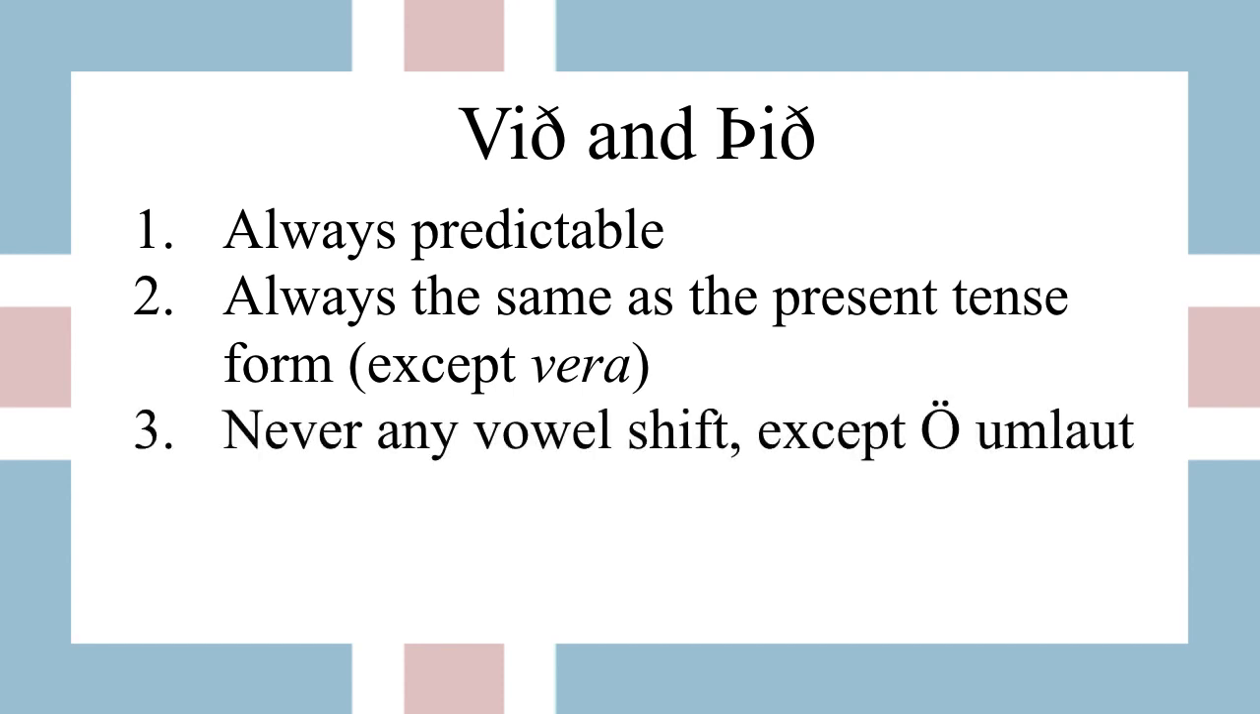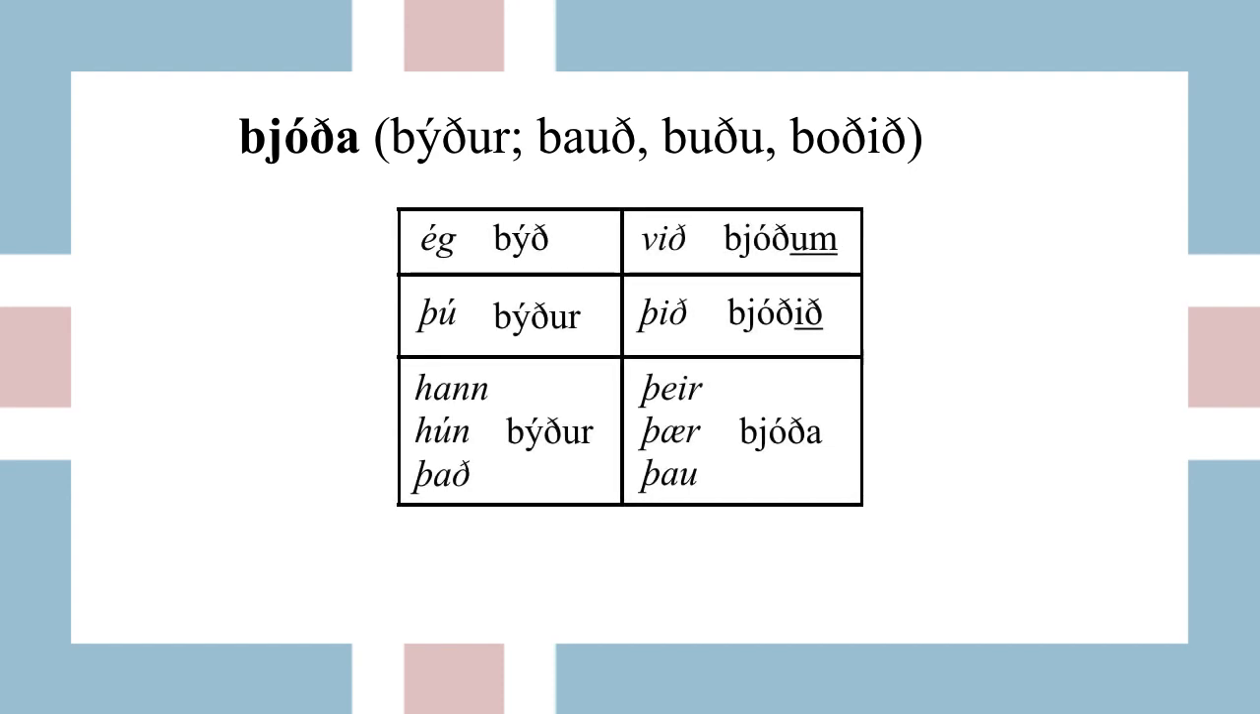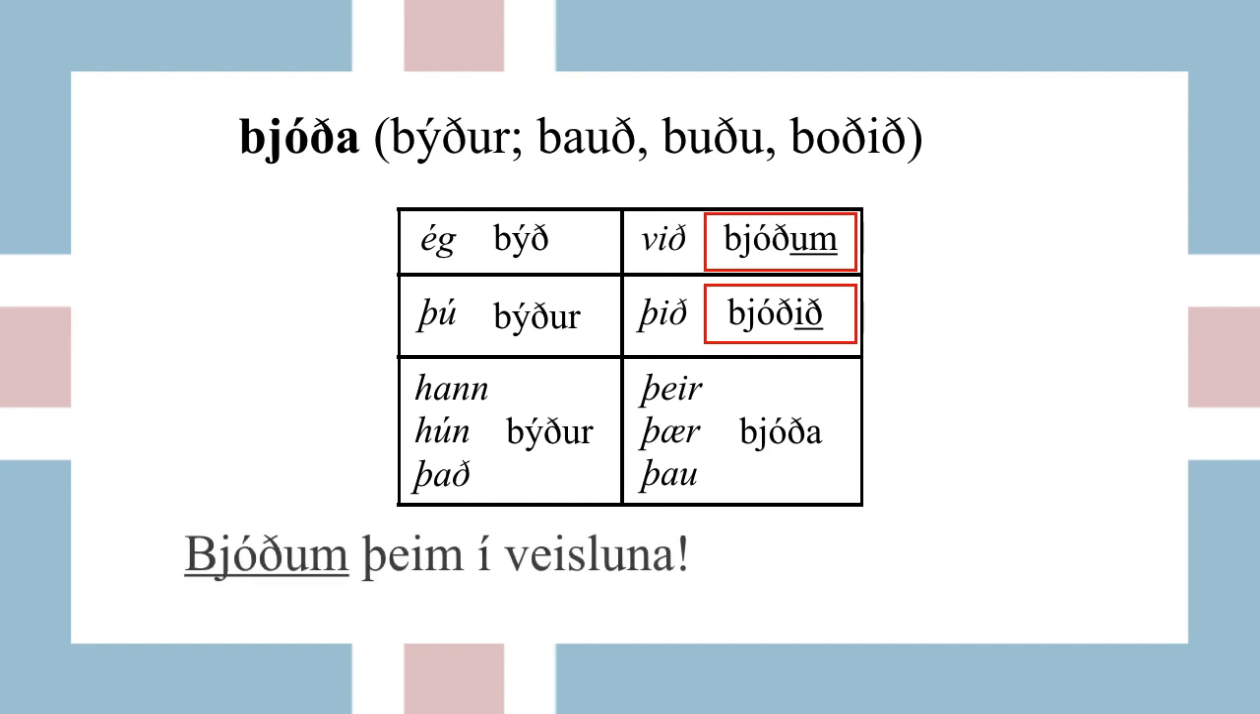There's never any vowel shift except for the umlaut when you have an A in the stem sometimes, and we'll look at an example of that. So let's look at an example, að bjóða, to invite. Now remember that the við and þið imperative forms are always the same as the present tense. So we just look at the present tense forms for við and þið, and there's our imperative right here. And because we're on the right side of the chart here, there's never going to be any vowel shift except for the umlaut. So an example sentence with one of these forms would be bjóðum þeim í veisluna, which means let's invite them to the party.